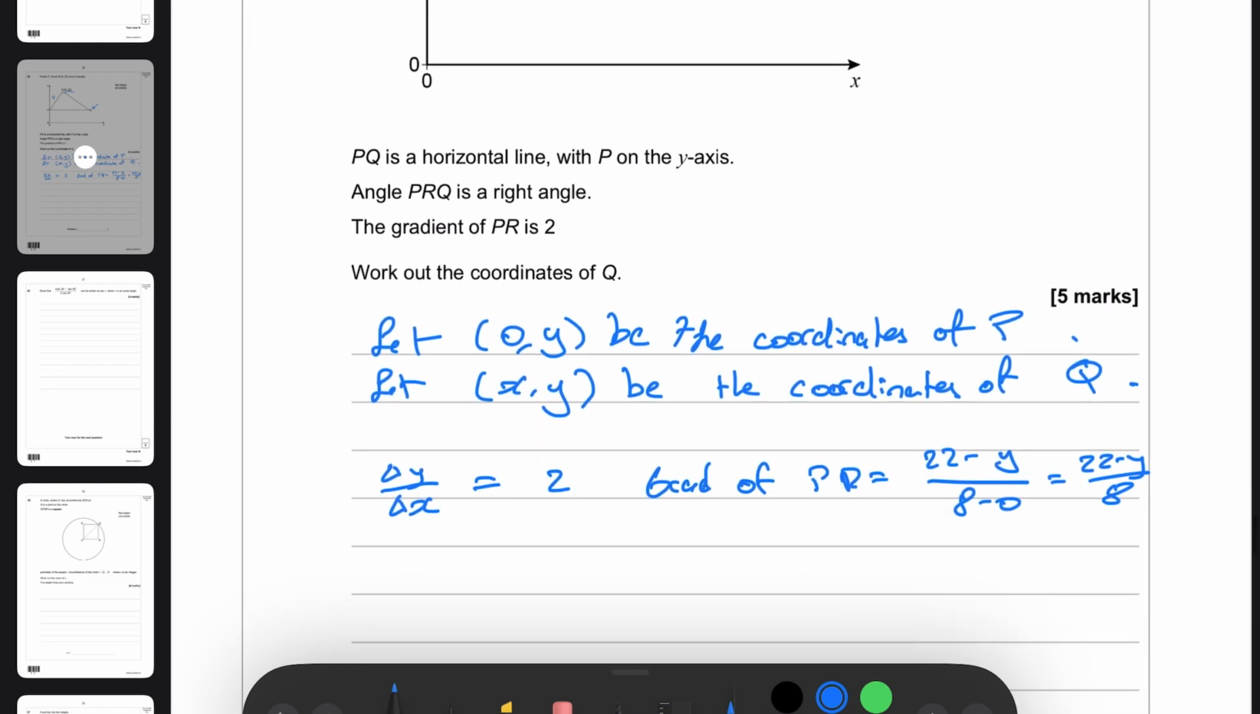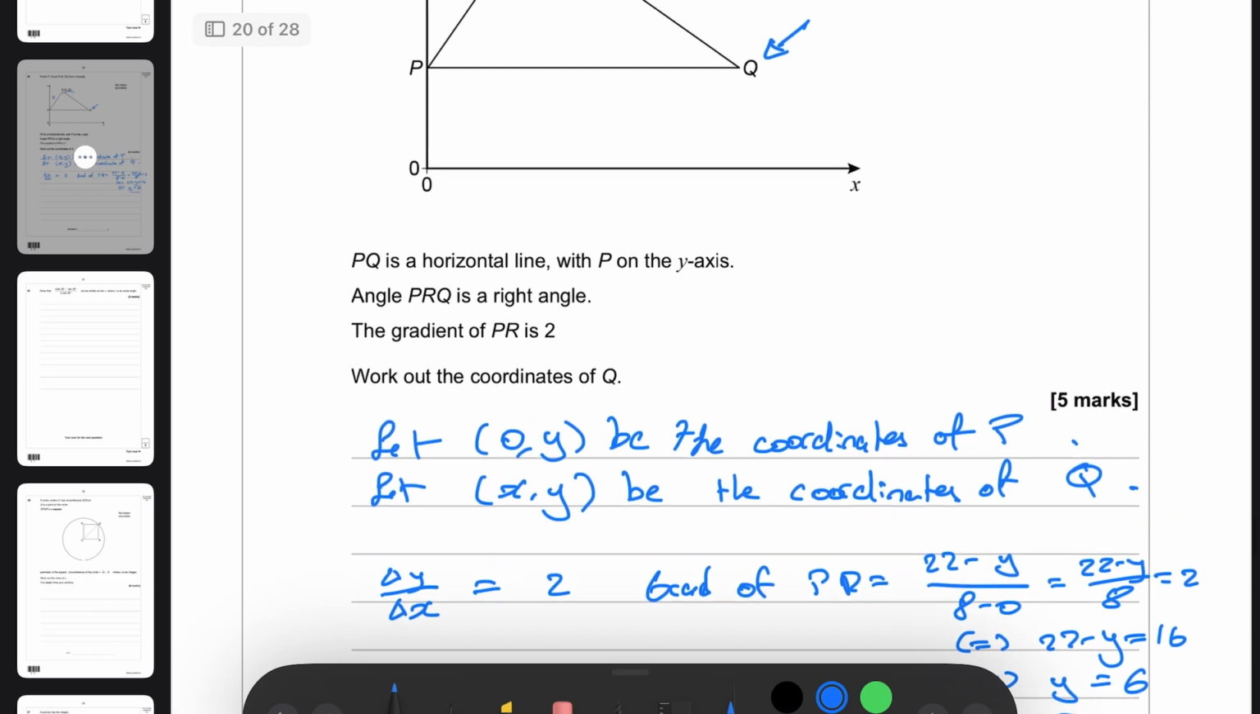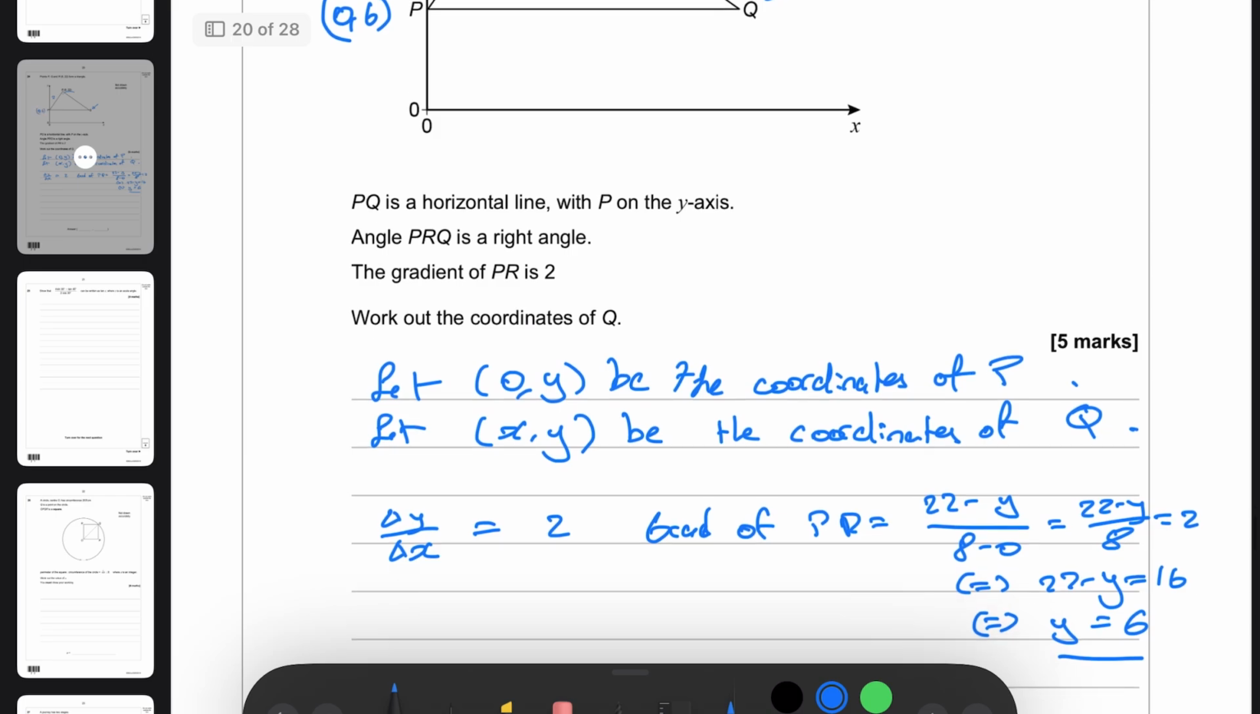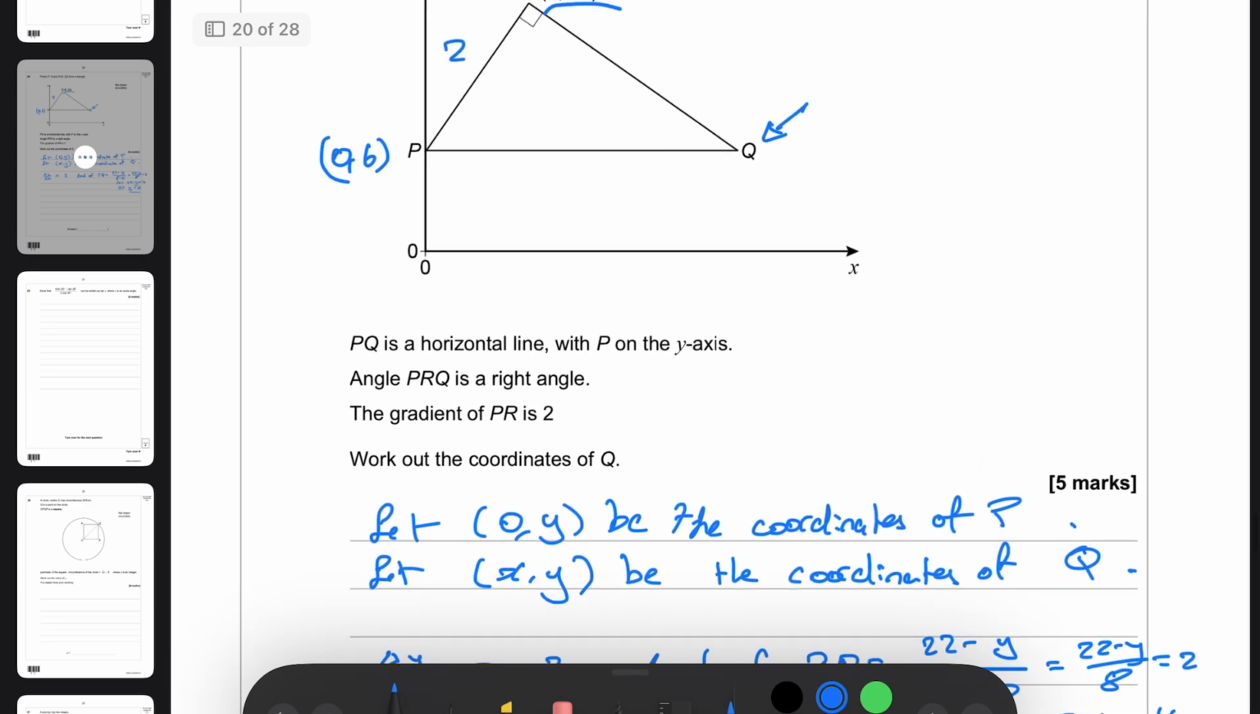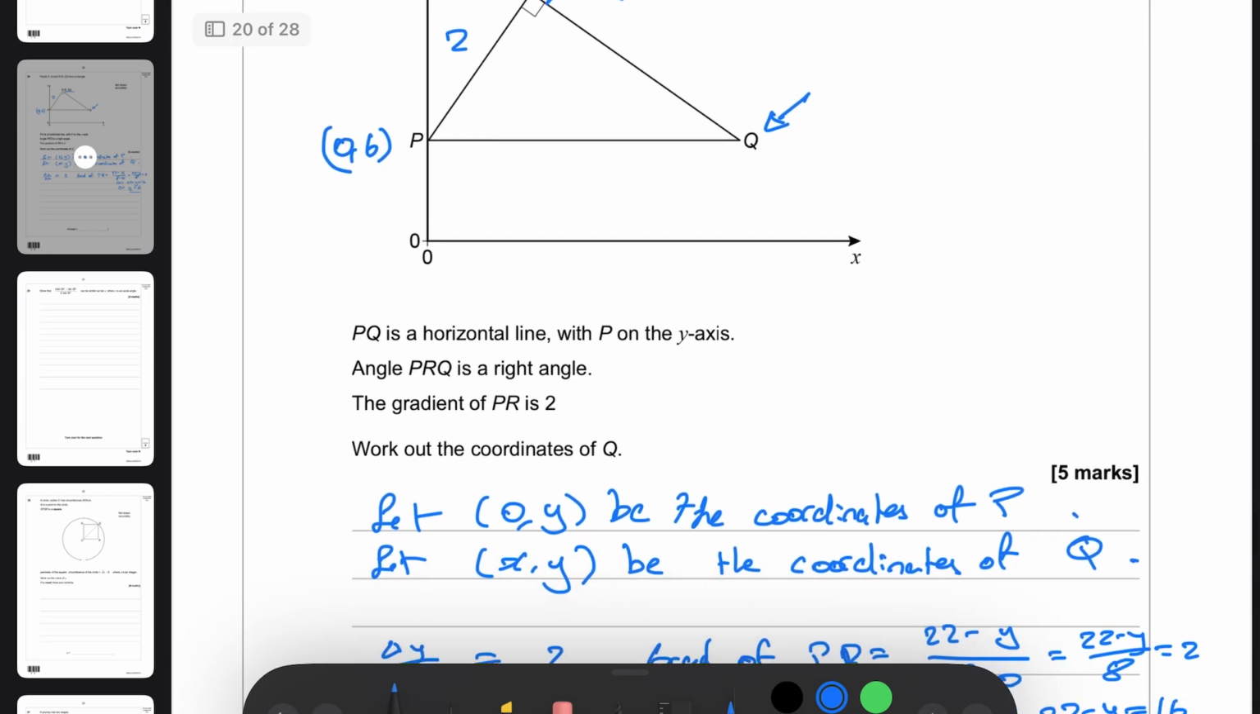Right, so this is what we have, and we know that this is equal to 2, so we can actually solve for y now. We have 22 minus y is equal to 16, which gives us that y is equal to 6. So we know that this is 0.06, and right, so now we can find q.